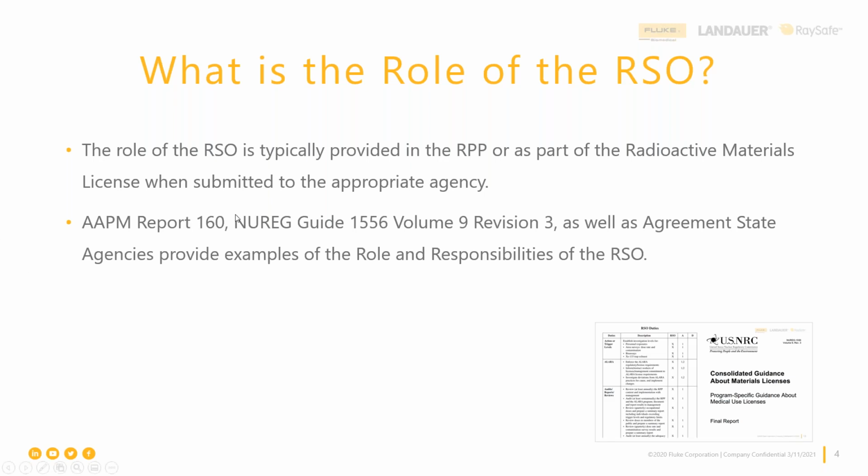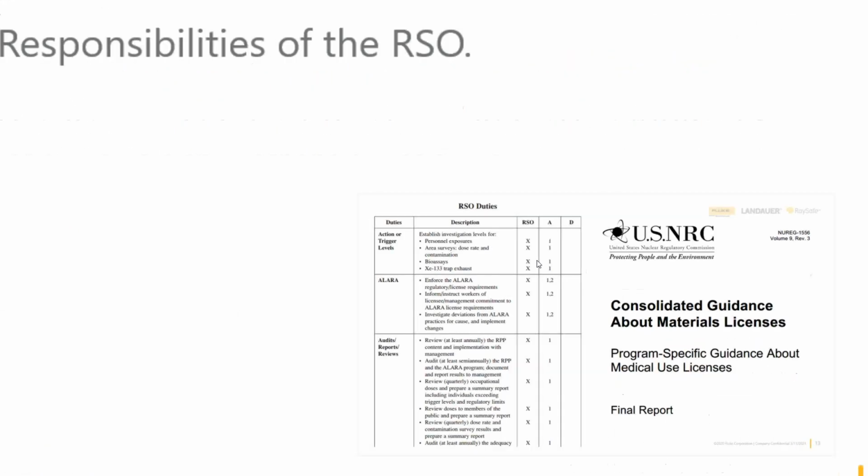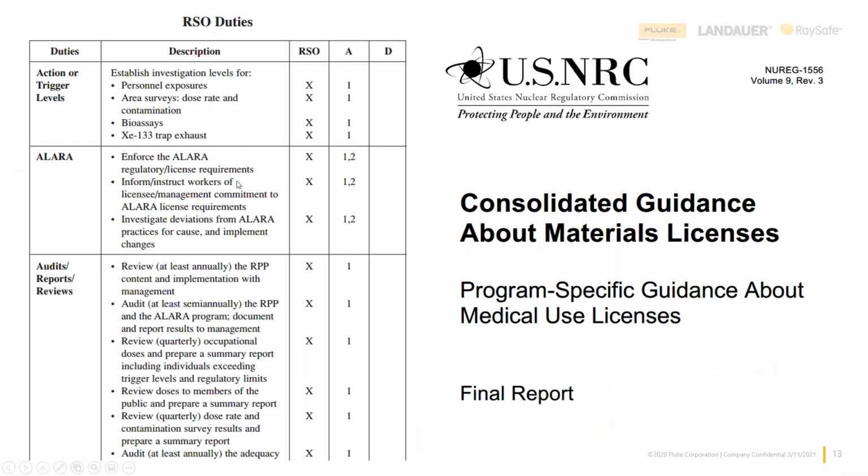In addition to AAPM Report 160 I showed you previously, there's also an NRC guide, NUREG-1556, Volume 9, Revision 3, which is the newest revision. And then you can go straight to your agreement state agencies to provide examples of those roles and responsibilities. Many states don't have those, and they incorporate NUREG-1556 by reference. Some states do have their own specific guides, states like Florida, North Carolina. But here's kind of what you're going to find in that.